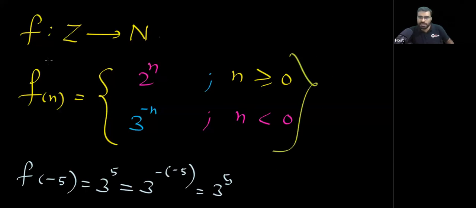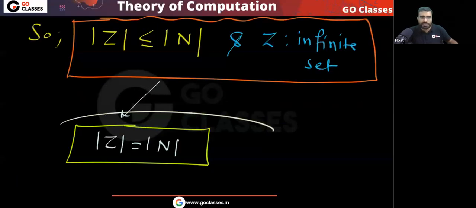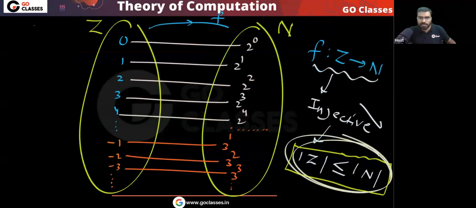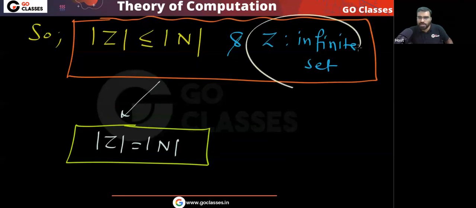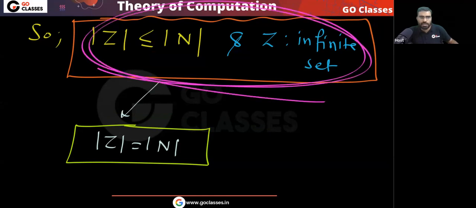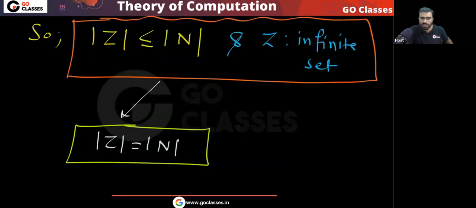You can see this is an injective function. We have created an injective function, and because it is injective, I can say that the size of the integers is less than or equal to the size of the natural numbers. But you know that the integers are an infinite set. So if you combine these two things, you will get this. Please tell me, did you understand? Let me know. Is this point clear? Is this proof clear?